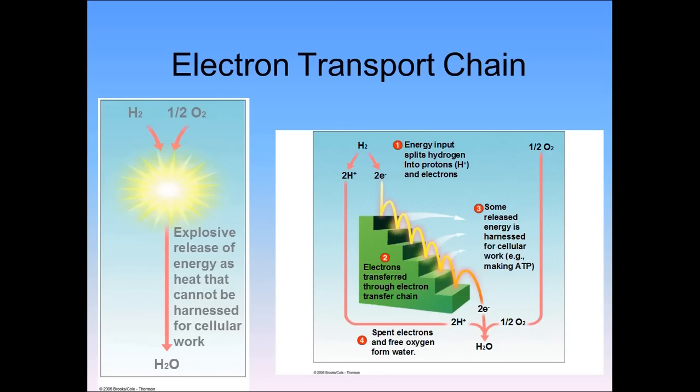Hydrogen atoms will be split into hydrogen ions and electrons. The electrons will move down the transport chain, releasing their energy, just like they did in photosynthesis, until they get to the final electron acceptor, which is oxygen. There, some of the hydrogens will combine with that electron acceptor and create water. The other hydrogens will move on to the chemiosmosis step.